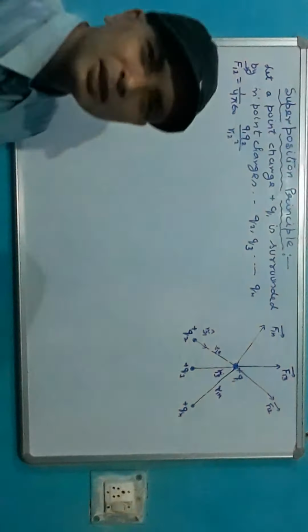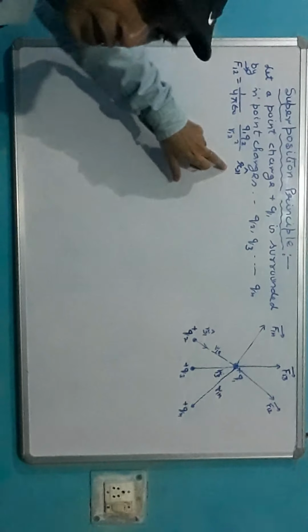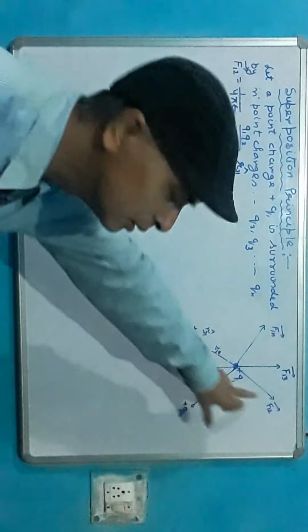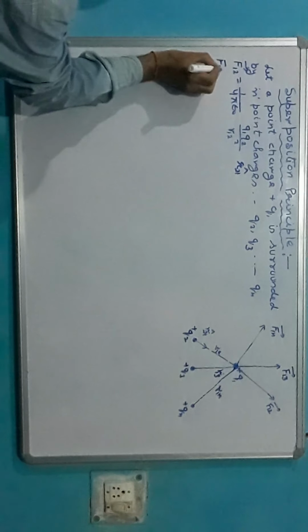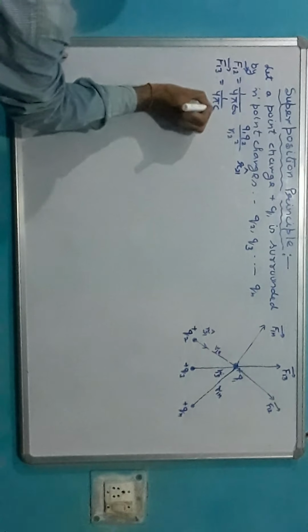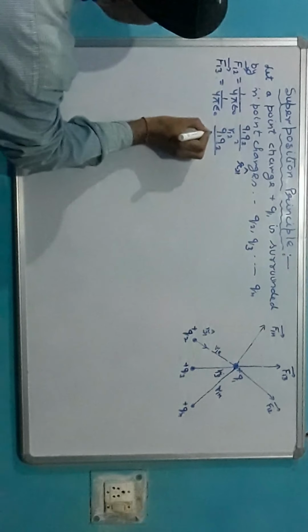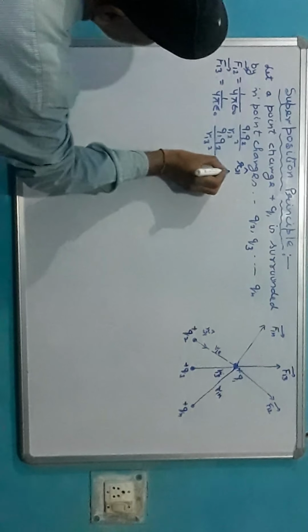So F12 is equal to 1 upon 4 pi epsilon 0, Q1 Q2 upon r12 squared, r21 cap. r21 cap is the unit vector leading from charge plus Q2 to charge plus Q1. Similarly, I can write the force on charge Q1 due to charge Q3, which will be equal to 1 upon 4 pi epsilon naught, Q1 Q3, the distance r13 squared, r31 cap.